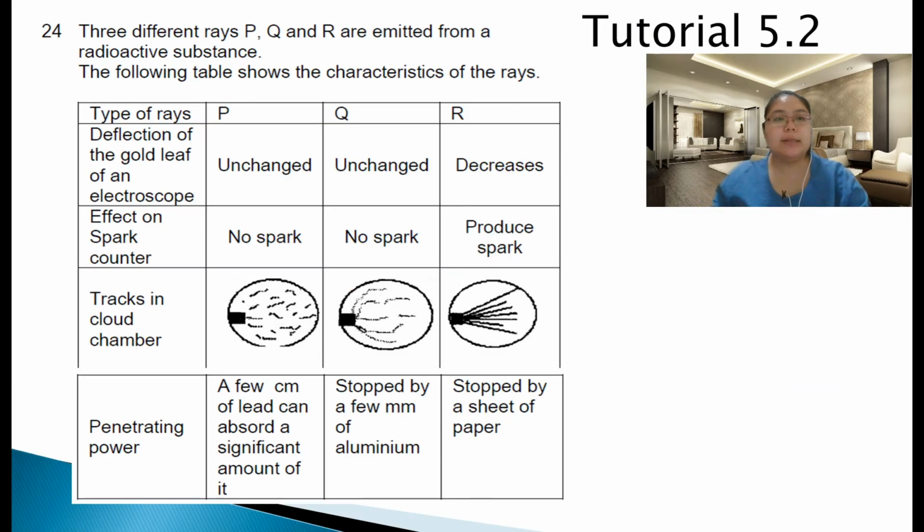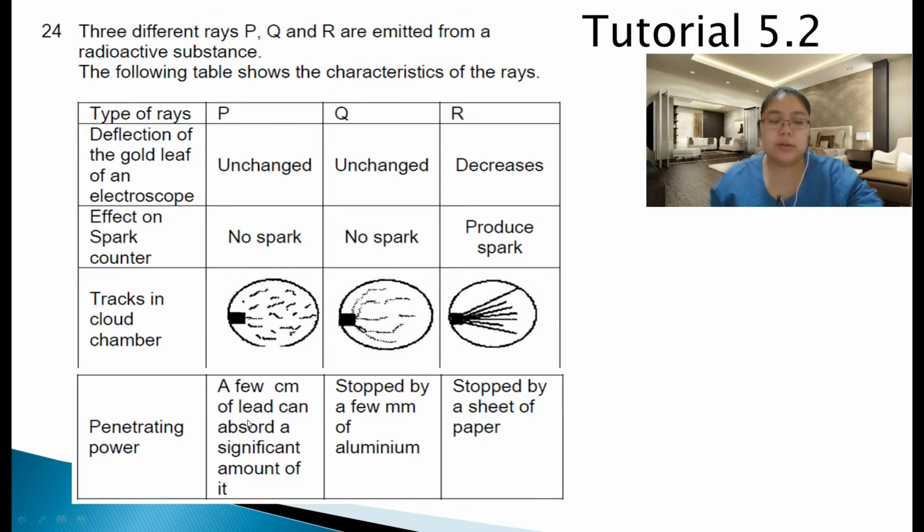Let's see the structure question. There are 3 different rays, P, Q, and R, emitted from a radioactive substance. The following table shows their characteristics. First, for the deflection of the gold leaf, P is unchanged, Q is also unchanged, and R decreases. Then for the spark counter, P gives no spark, Q also no spark, and R produces a spark. Now look at the track. When we see the track, we know which particle it is. This one is not continuous, this one is bending, and this one is straight.